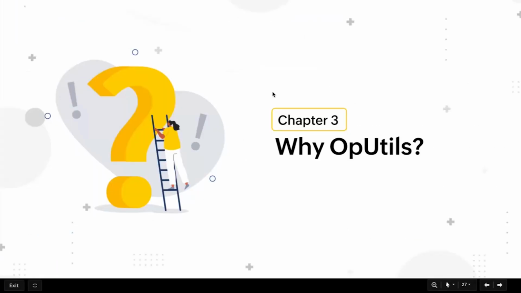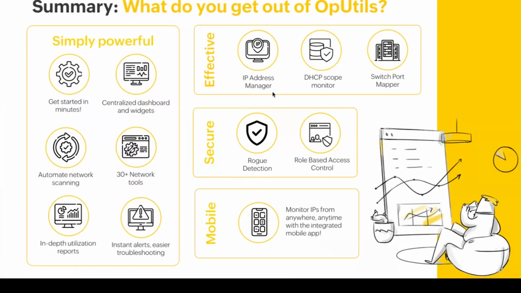Next, let's move on to the next part of the presentation, which is why do you need OpUtils for your network? So with so many IPAM and switchport mapping tools in the market, why should you choose OpUtils? OpUtils is simply powerful and super easy to use. All you would have to do is download the product, upload your resources into the OpUtils console, and get started in a few minutes. And the best part is it does not even require a huge learning curve.